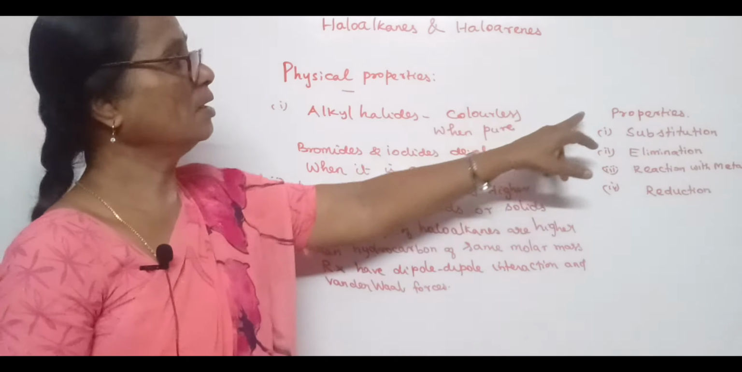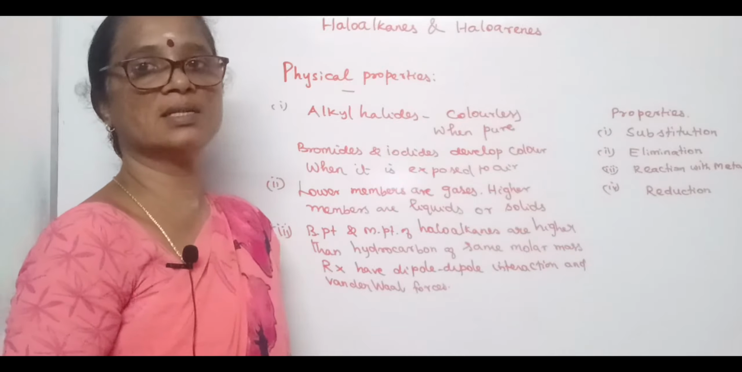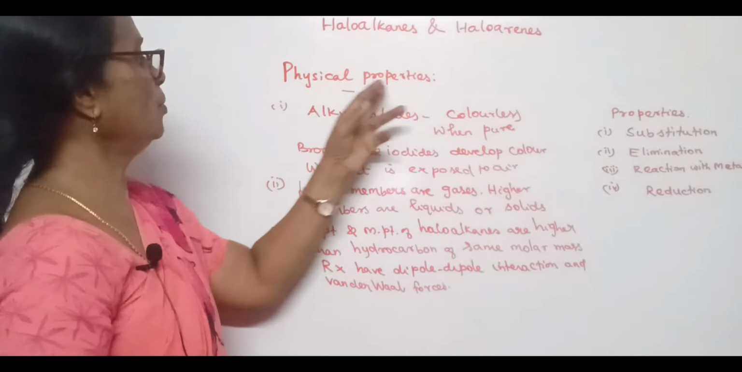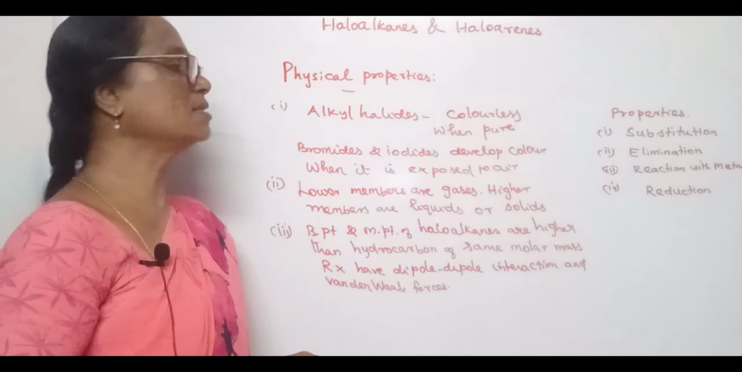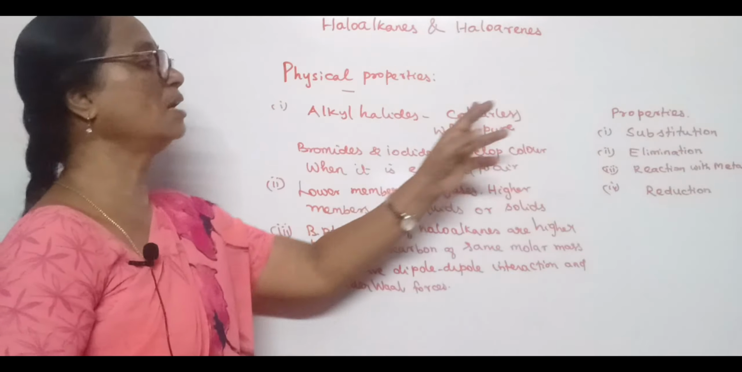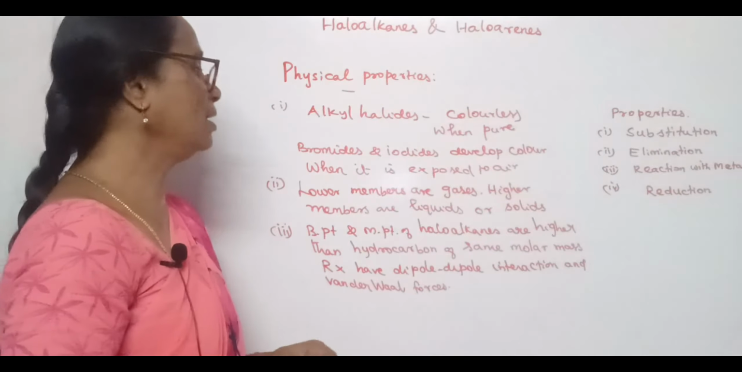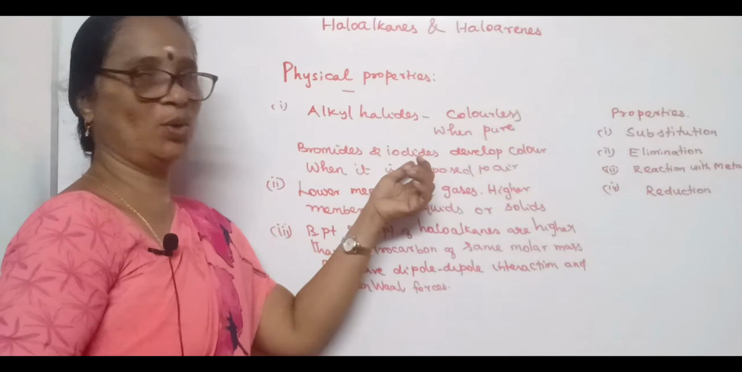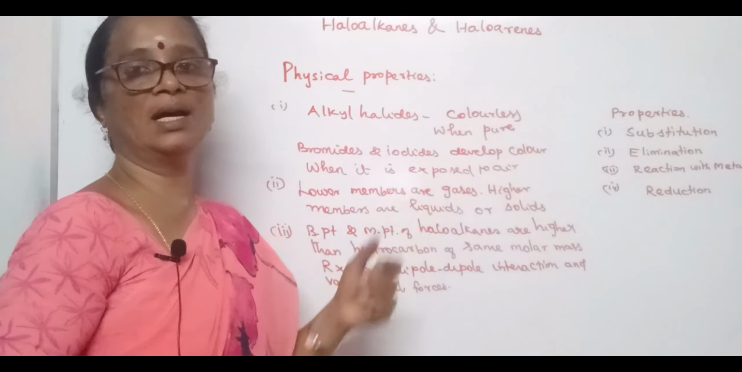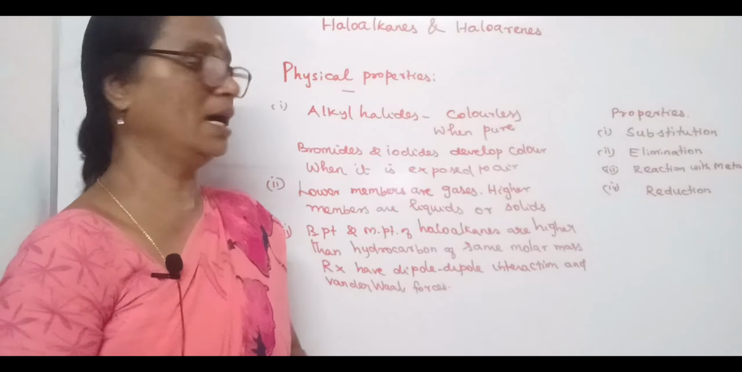The next one, properties of haloalkanes. Let us see the physical properties of haloalkanes. Actually, alkyl halides are colorless when they are in pure state, but bromides and iodides can develop color when exposed to air.